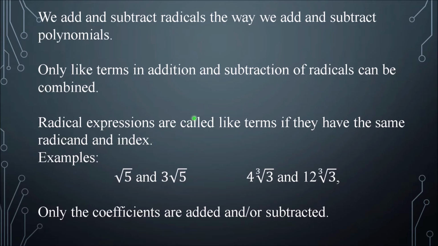How do we know like terms? Radical expressions are called like terms if they have the same radicand and index. Examples: square root of 5 and 3 square root of 5. As you can see, the index of square root of 5 is 2, the index of 3 square root of 5 is 2, and the radicand is 5. So square root of 5 and 3 square root of 5 are like terms.